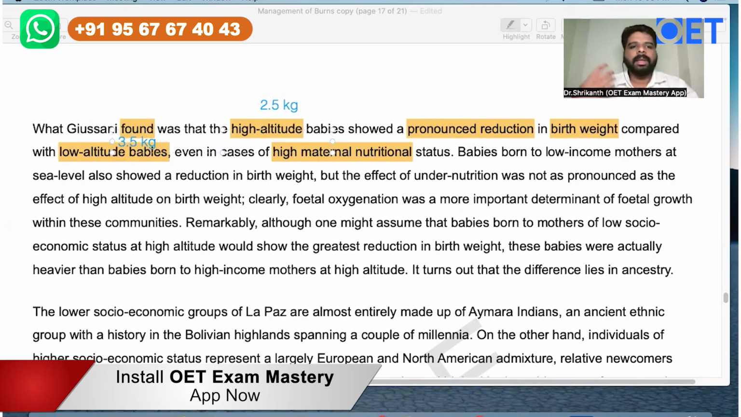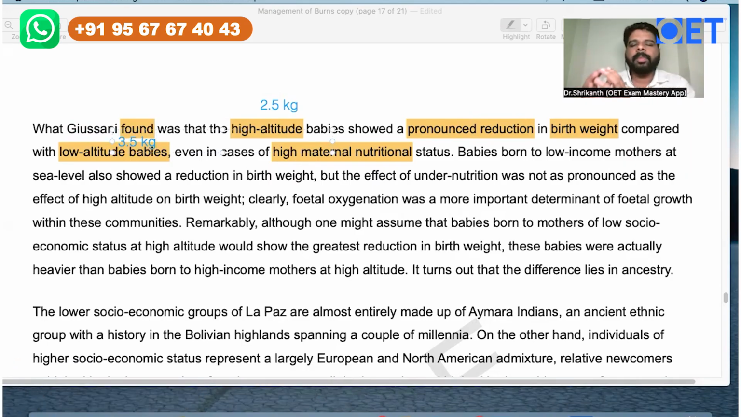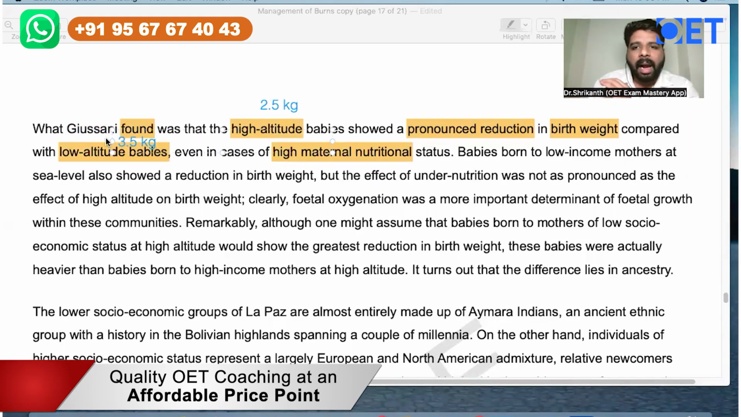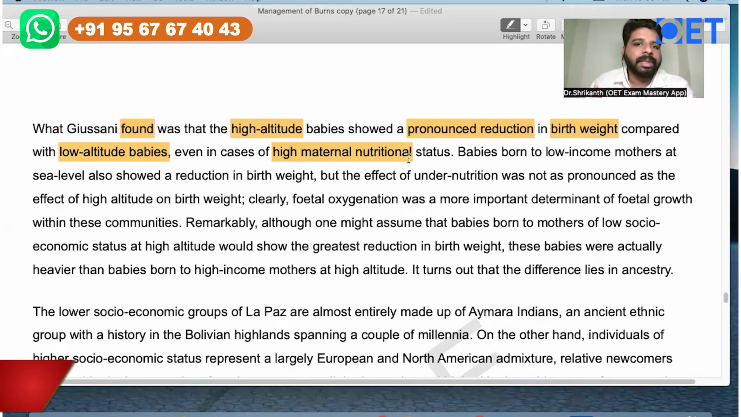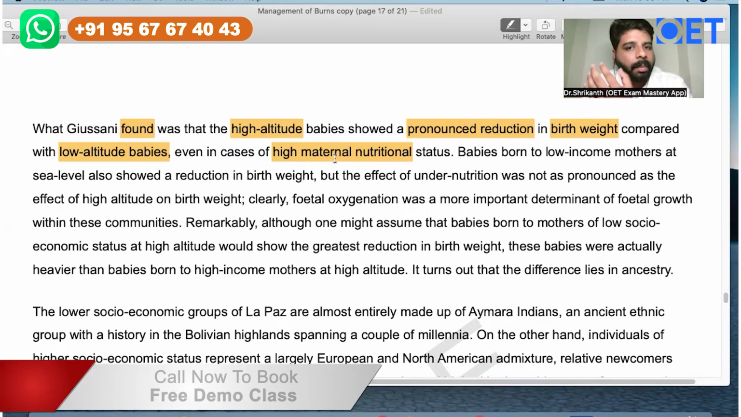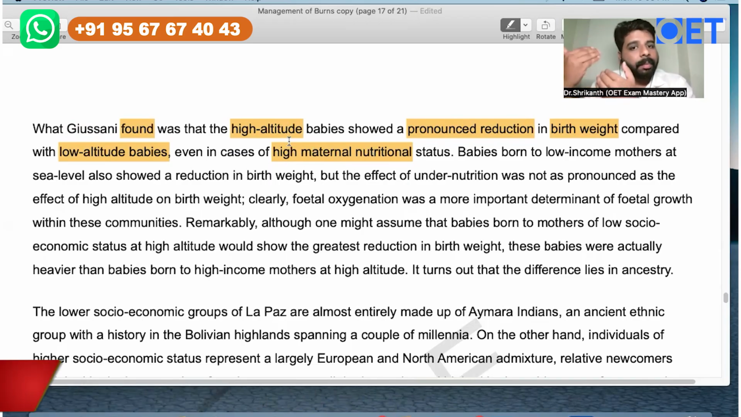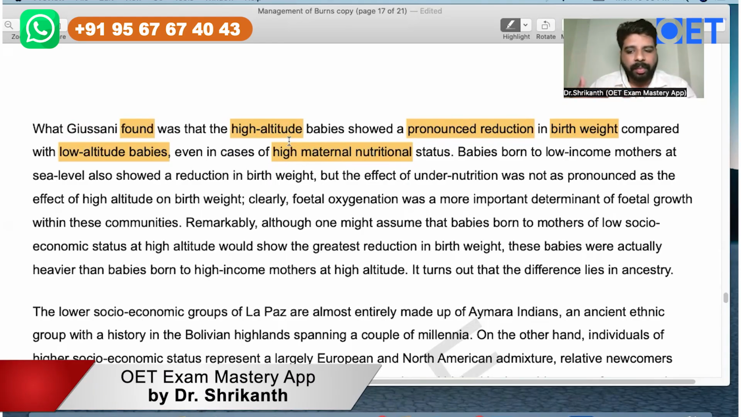So this is what the study found out. Babies born at high altitude have reduced birth weight compared to low altitude babies. And then what are they saying? Even in cases of high maternal nutrition status. Maternal basically means mother. So the mother got a lot of nutrition. The mother living at high altitude was not at all malnourished. The mother got a lot of high quality nutrition, but even after that, when the baby was born, the baby's weight was very low.